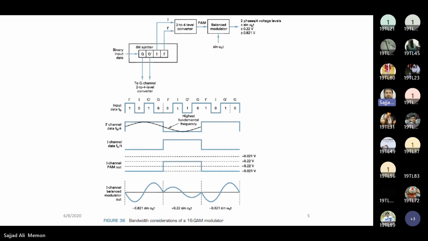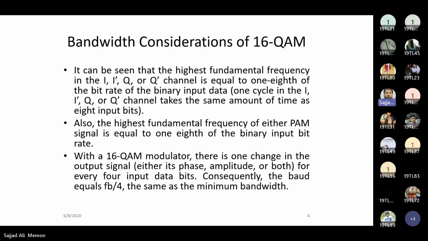Then we have the balance modulator, and the output can be seen in the figure below. It can be seen that the highest fundamental frequency in these channels is equal to 1/8 of the bit rate of the binary input data. Only one cycle in the I' channel takes the same amount of time as the 8 input bits. Also, the highest fundamental frequency of either PAM signal is equal to 1/8 of the binary input bit rate. So the bandwidth will always be half of that of the bit rate.